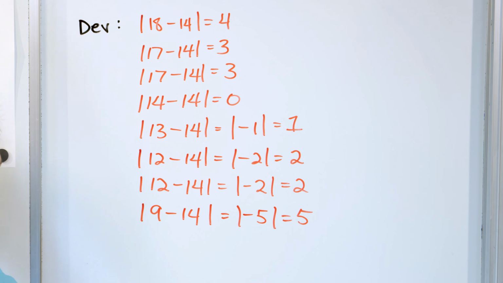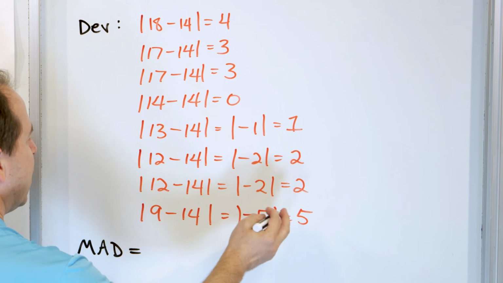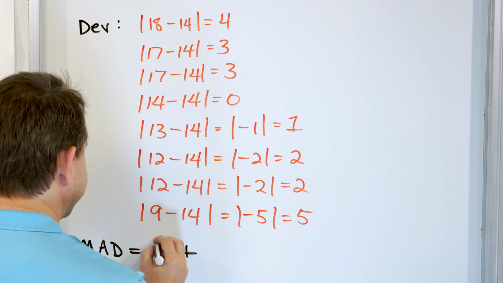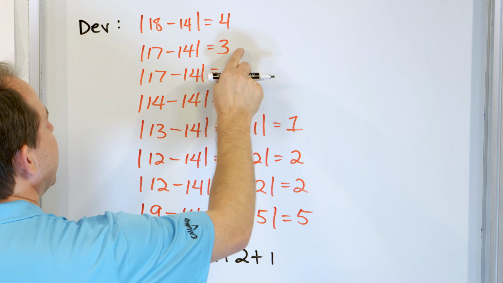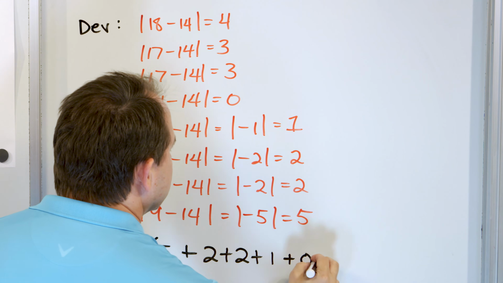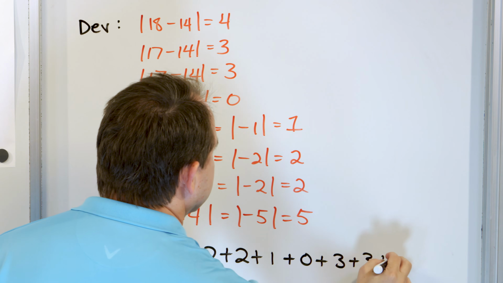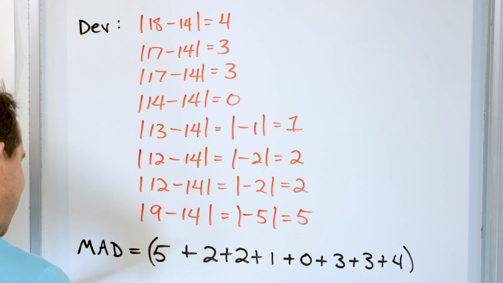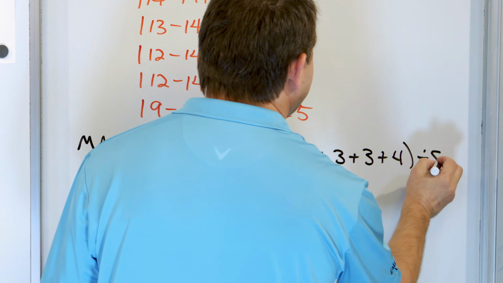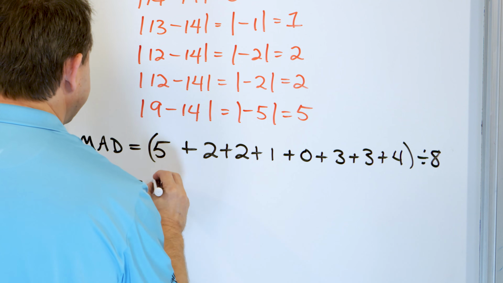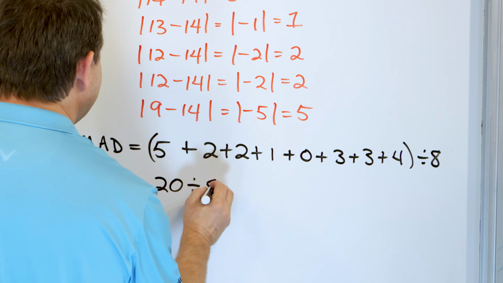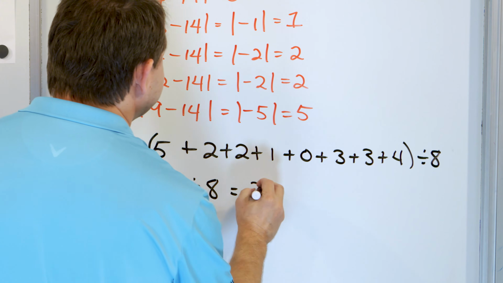So these are all the deviations. And so for the mean absolute deviation, we just add them all up. We say 5 plus 2 plus 2 plus 1, and then 0, 3, 3, 4. Add them all up, and we have how many of these? 8. So we have to divide by 8. And so the mean absolute deviation, when you add them all up, you get 20. And you divide by 8, and you convert to a decimal, you're going to get exactly 2.5.